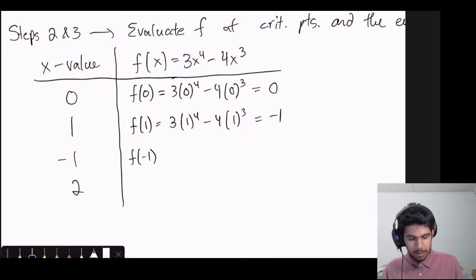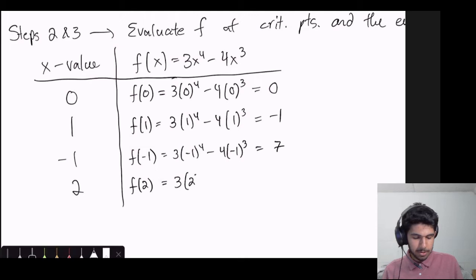So let's do f of -1, that equals 3 times -1 to the 4th minus 4 times -1 cubed. This equals 7. And lastly, we'll do f of 2, 3 times 2 to the 4th minus 4 times 2 cubed. This gives us 16.